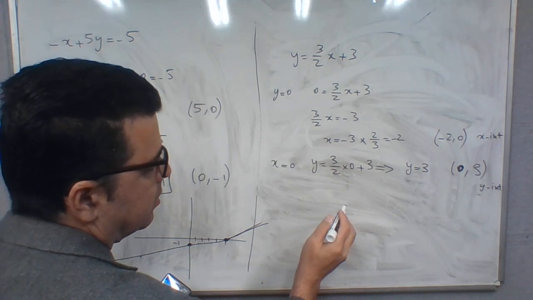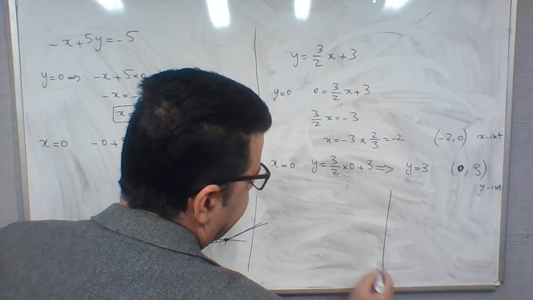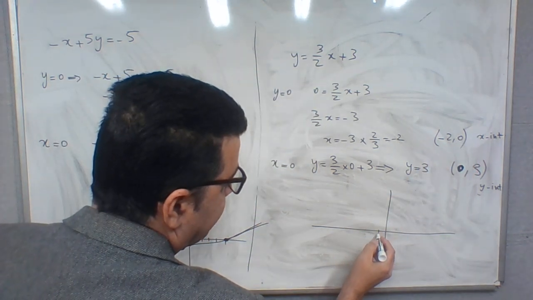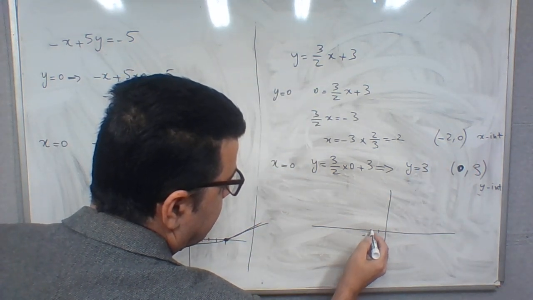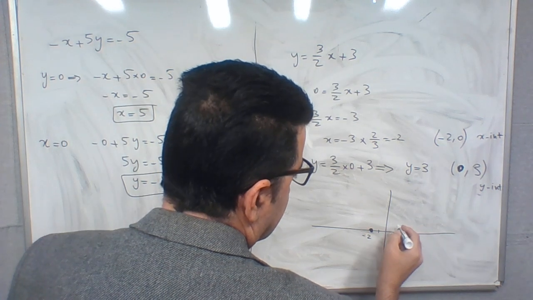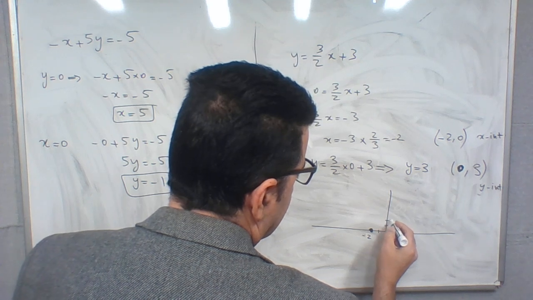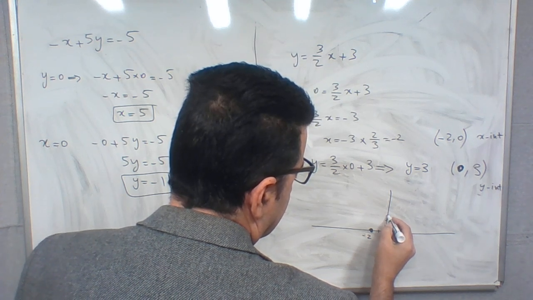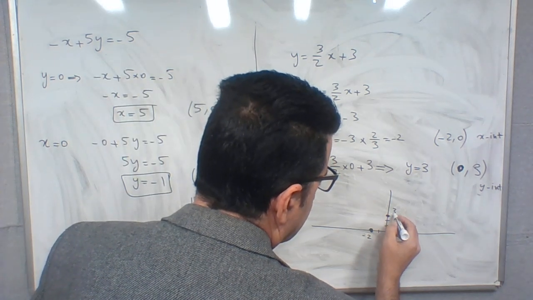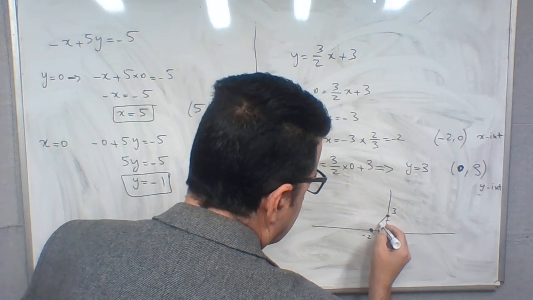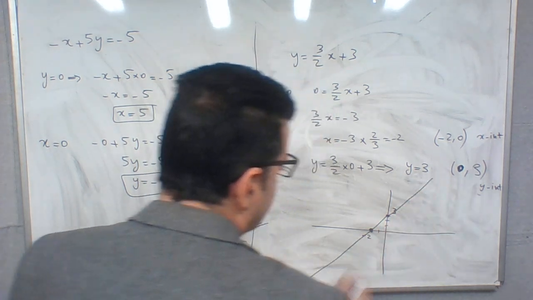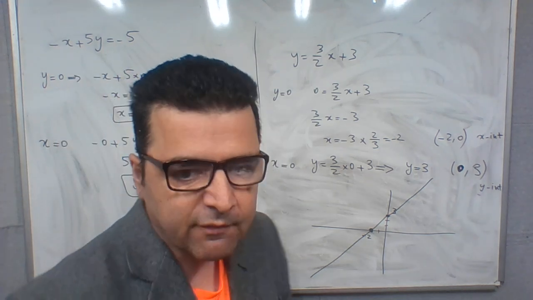So we graph. So the x-intercept at negative 2. So this is 1 point. And the y-intercept at 3. So 1, 2, 3. So this is the other point. This is at 3. Now if we connect these 2 points and continue, we draw the graph.